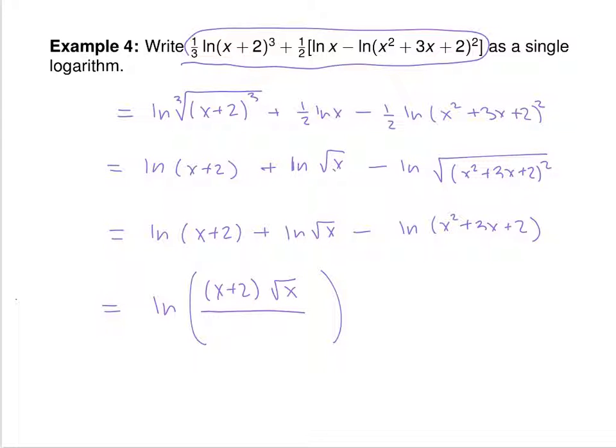I'm going to factor that into x plus 2, x plus 1. Does that make sense? Is that okay? I just did two things at once. I'm looking to see if we can cancel it. And you can, can't you? You just get ln of root x over x plus 1.